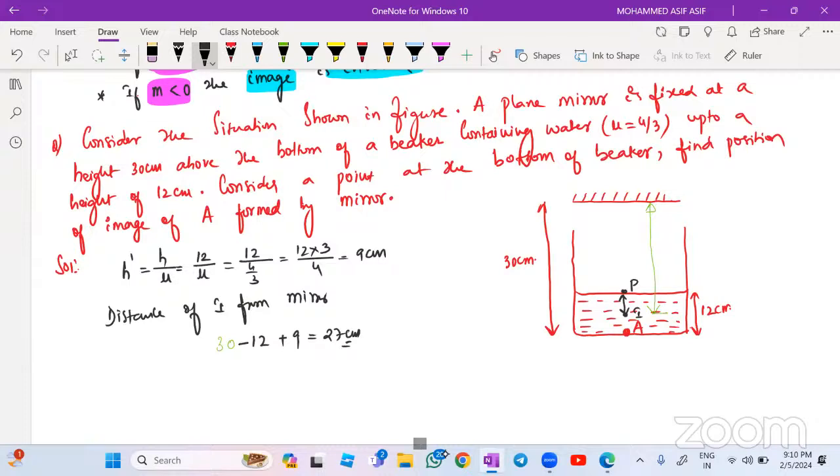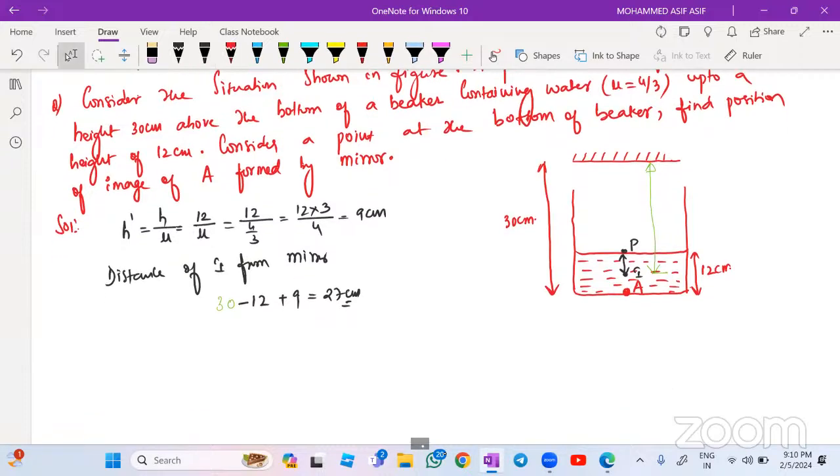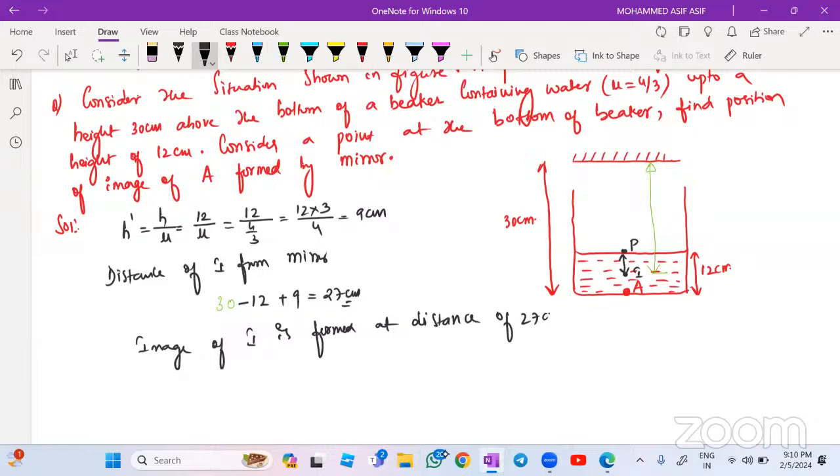So can I say that the position of the image of A from the mirror is 27 centimeters? The image I is formed at a distance of 27 centimeters behind the mirror.